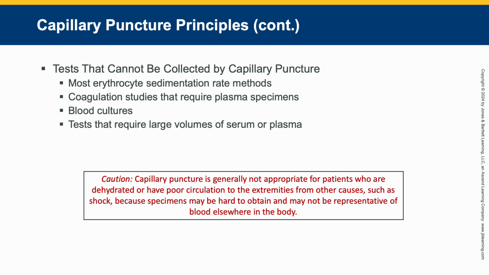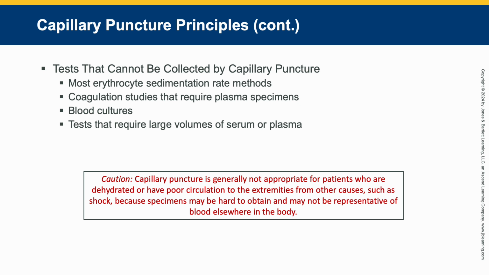Coagulation studies that require plasma specimens, blood cultures, and any other tests that require large volumes of serum or plasma. These are the ones that cannot be done. So you can't do sed rates, no coags, no blood cultures, and then anything else that requires a lot.